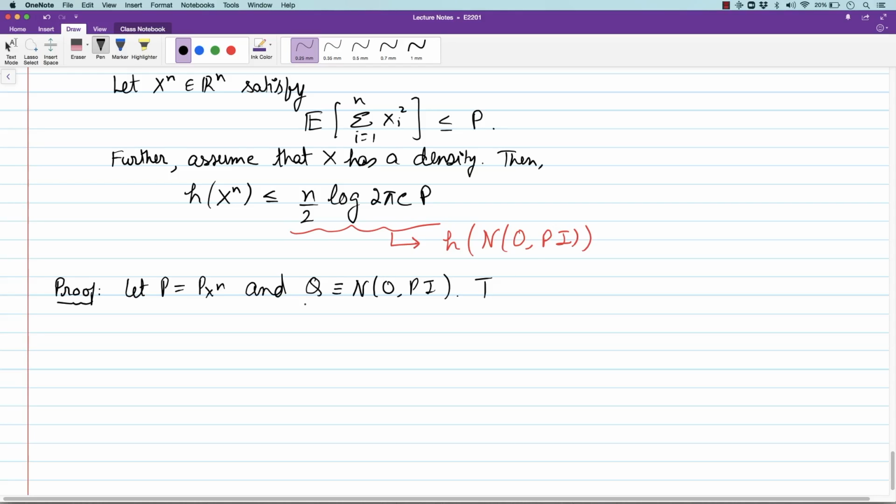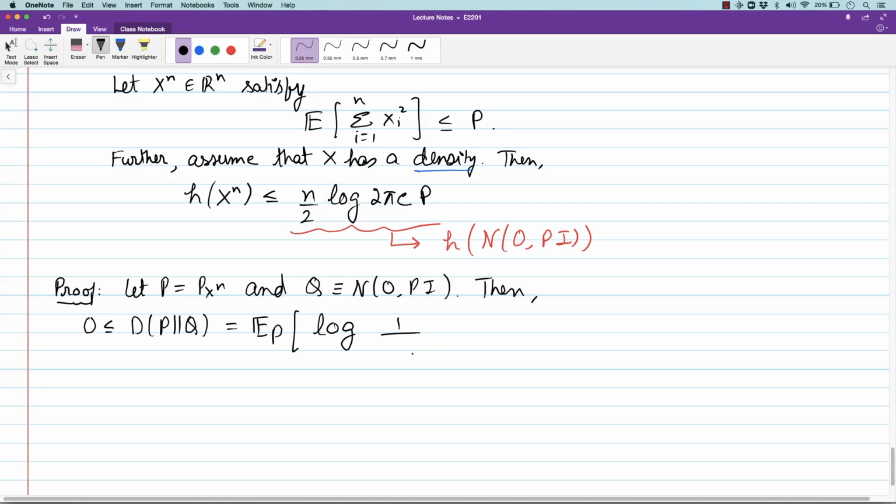Since p has a density with respect to the Lebesgue measure, which I assume here, it must have a density with respect to the Gaussian distribution also, and therefore we can talk about the Radon-Nikodym derivative. In any case, it's always non-negative, and this can be written as expected value over p of log of 1 by the density of q.